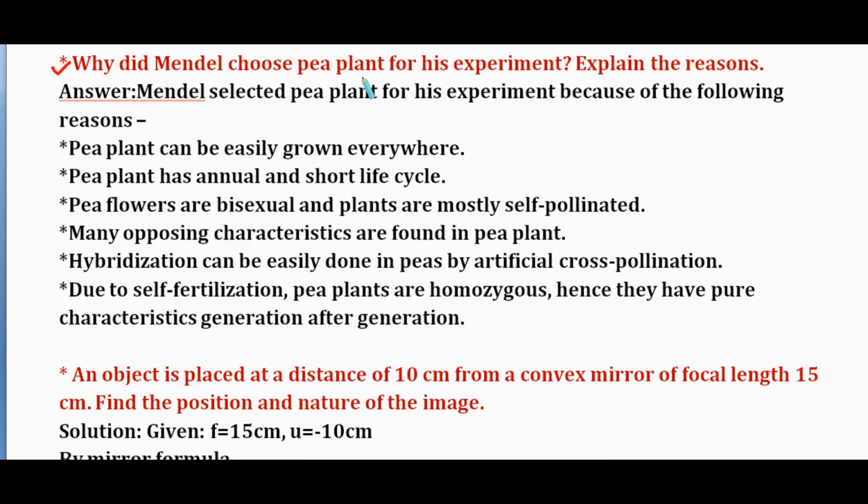Next question, why did Mendel choose the pea plant for his experiment? Explain the reasons. Mendel selected the pea plant for his experiment because of the following reasons. Pea plants can be easily grown everywhere. Pea plants have an annual and short life cycle. Pea flowers are bisexual and the plants are mostly self-pollinated. Many opposing characters are found in the pea plant. Hybridization can be easily done in pea plants by artificial cross-pollination. Due to self-fertilization, pea plants are homozygous, hence they have pure characteristics generation after generation.